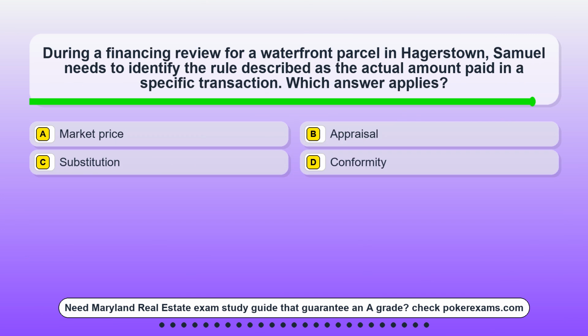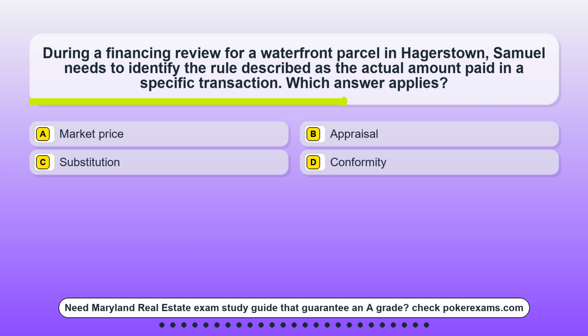Question 3. During a financing review for a waterfront parcel in Hagerstown, Samuel needs to identify the rule described as the actual amount paid in a specific transaction. Which answer applies? Option A. Market price. Option B. Appraisal. Option C. Substitution. Option D. Conformity.